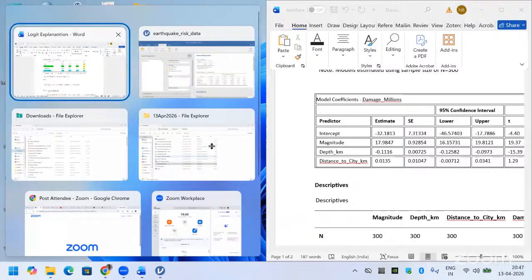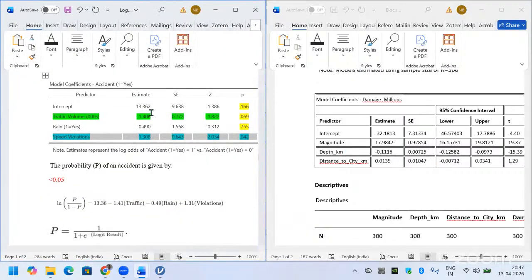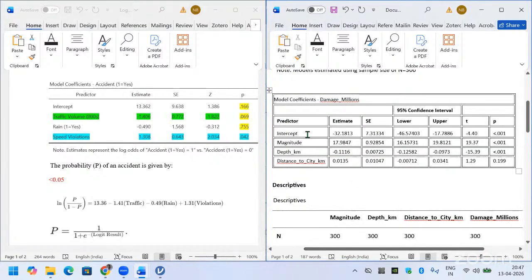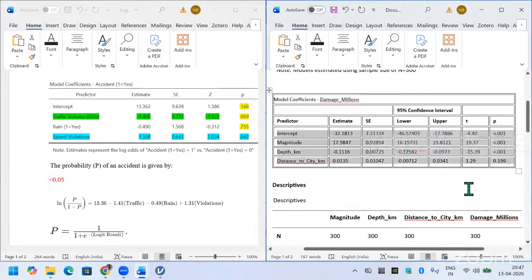I've just shown the same thing here. The blue ones I've mentioned are impacting. Why did I say that? Because the p-value is less than 0.05. Very nice, thank you, sir. Now just tell me, out of these variables, which variable is impacting my damage? My damage is caused by either the intercept, magnitude, depth, or distance to city.